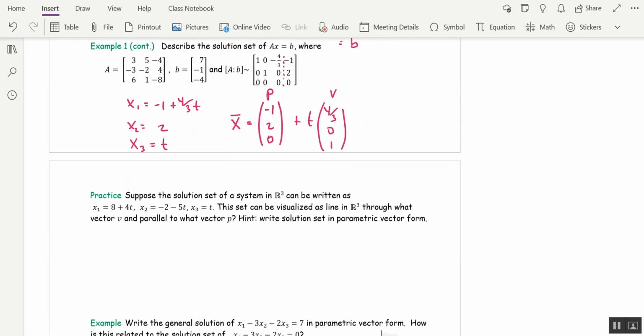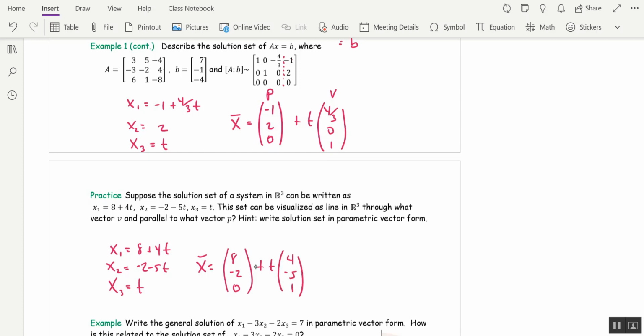Okay, so try this one. Pause the video and see how you do. Okay. Let's write this down except from the bottom up so it looks more like a vector. So x3 is t, x2 is -2 minus 5t, and x1 is 8 plus 4t. So in parametric vector form, our constants are 8, -2, and 0, and then multiples of t are 4, -5, and 1.